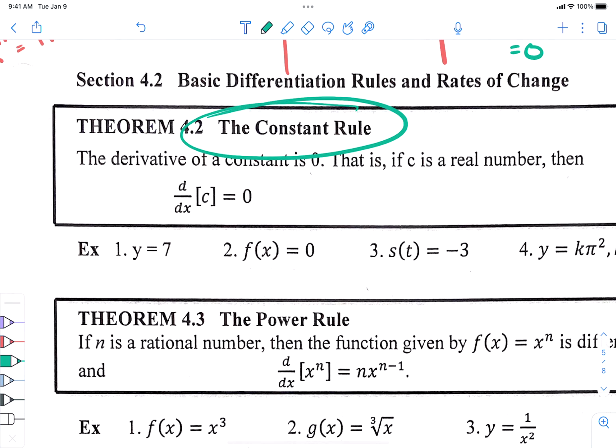The constant rule is the first thing that we have. It says that if you're taking the derivative, and this is the notation they use for finding a derivative, d over dx, that just means the derivative. Don't let that notation intimidate you. d/dx just means find the derivative. And c stands for a constant. A constant is just a number. So when you're finding the derivative of a number, it is 0.